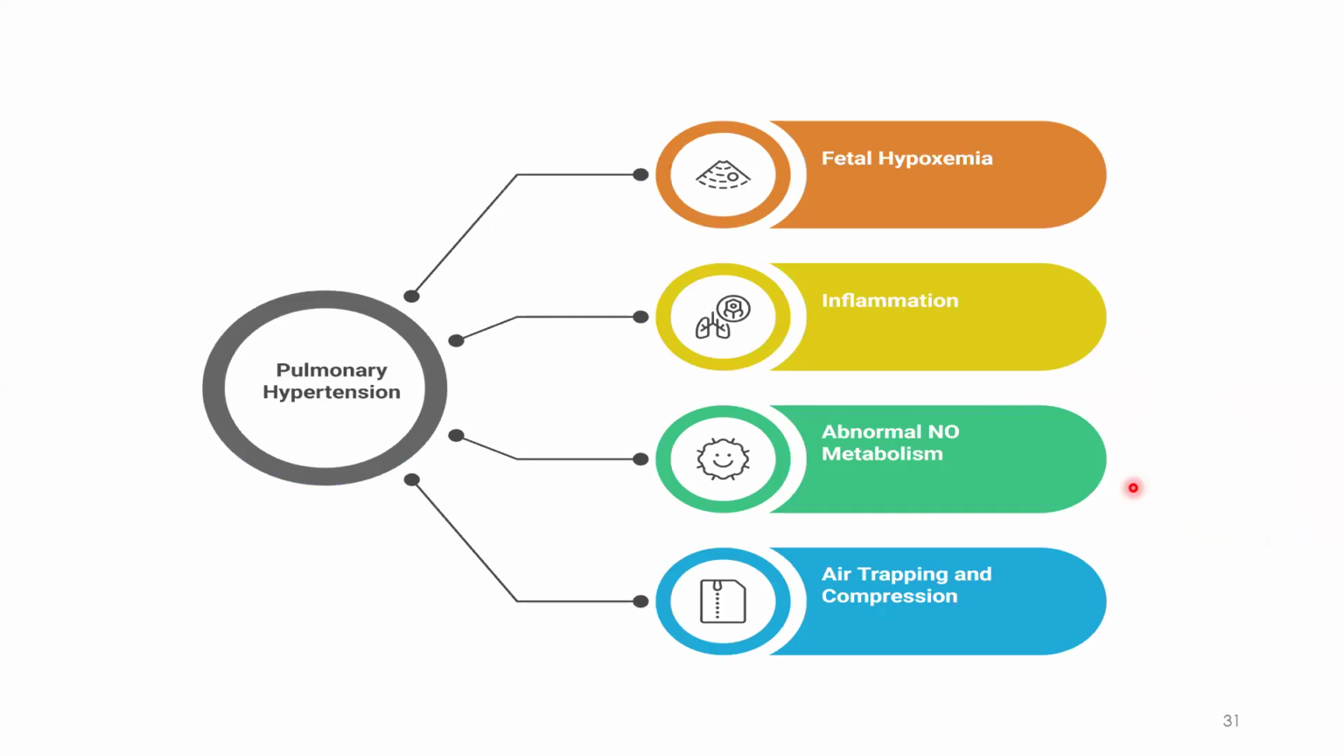Now, in MAS, you can get pulmonary hypertension. The main pathophysiology for pulmonary hypertension is basically hypoxemia and inflammation. In addition, there is abnormal NO metabolism. We all know nitric oxide is the main pulmonary vasodilator. If the NO metabolism is abnormal, there will be abnormal tone of the pulmonary vasculature, and there will be PPHN. In addition, air trapping may cause overdistension that can compress the pulmonary capillaries, causing pulmonary hypertension.